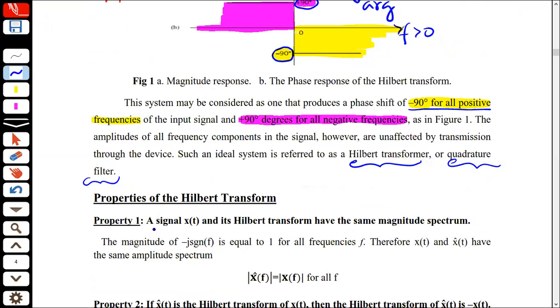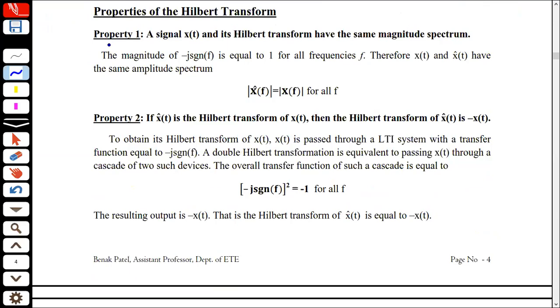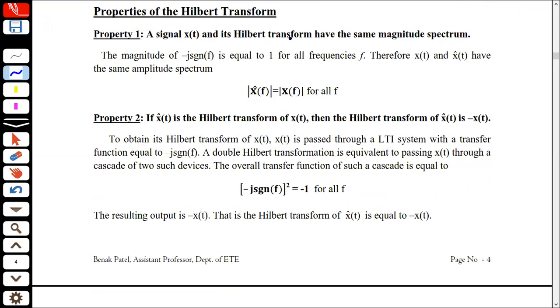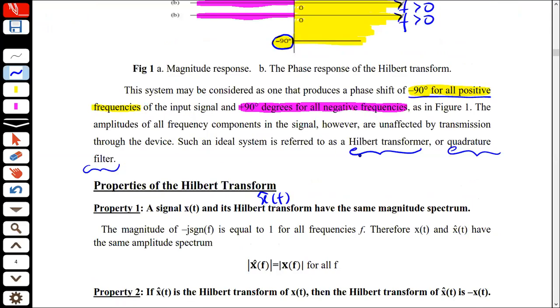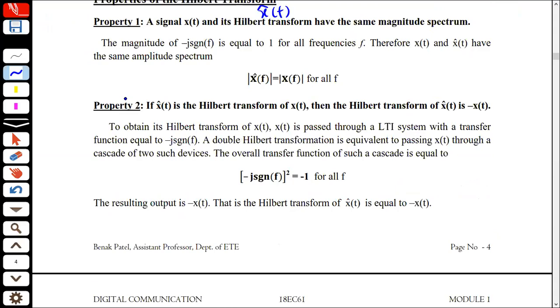Now let's go through a few properties of this Hilbert transform. The very first property is: if I consider any input signal x of t and its Hilbert transform, this signal x of t and its Hilbert transform x cap of t both have the same magnitude spectrum. Here, the magnitude of j signum of f is equal to 1 for all frequencies. Therefore x of t and x cap of t have the same amplitude spectrum.